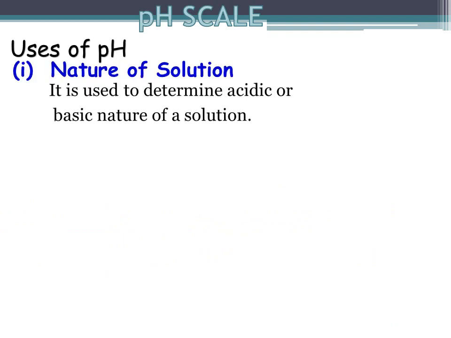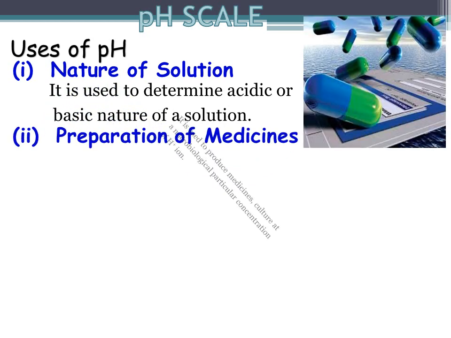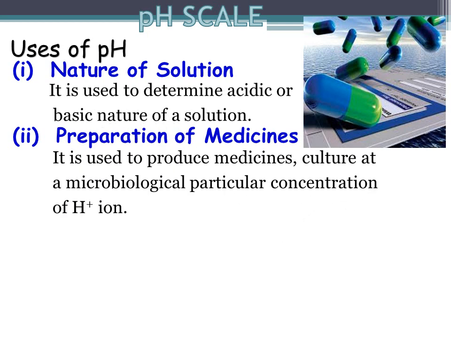As far as the uses of pH are concerned, it tells you about the nature of the solution, whether it's acidic or basic or neutral. Secondly, in order to prepare medicines, you always keep in mind that within the human body, the enzymes are working at specific pH. And your blood is buffered at a specific pH. The enzymes in the mouth and the enzymes in the stomach work at different pH. So whenever we are trying to prepare different cosmetics or medicines, or prepare culture mediums at biological levels, we want a specific concentration of hydrogen ions.